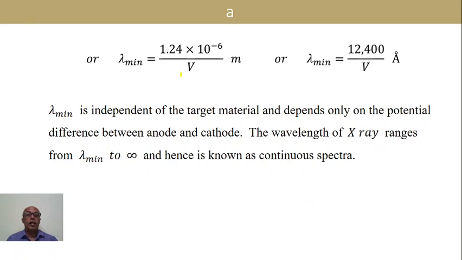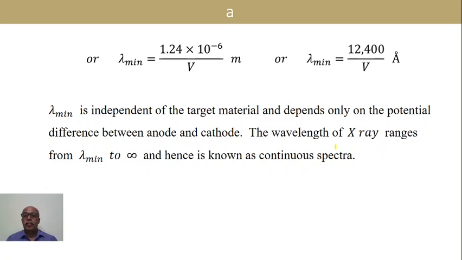So substituting the values of hc and e and simplifying, we get lambda minimum is equal to 1.24 into 10 power minus 6 by V meter, or in terms of angstrom, it will be 12,400 by V angstrom. Lambda minimum is independent of the material of the target, and it depends only on the potential difference between the anode and the cathode. Larger the potential difference, smaller will be the wavelength. Smaller the potential difference, larger will be the wavelength.